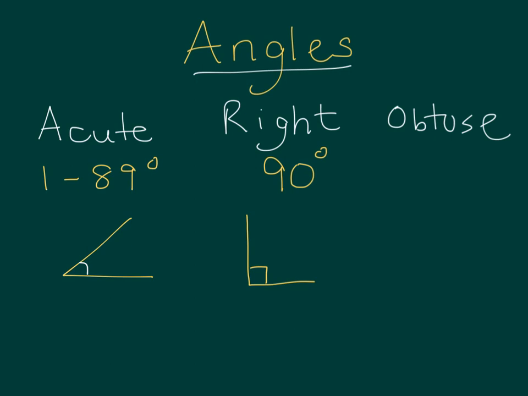And then obtuse is an angle that is between 91 and 179 degrees. It's an angle that's more than a right angle. See how large that angle is there? That would be obtuse. Okay. These are the three that you need to know. If you have any questions, feel free to see me about it.